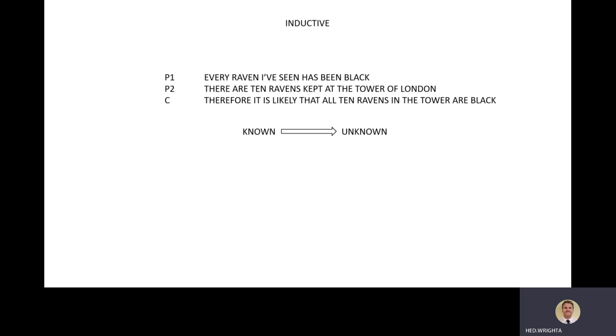The difference between deductive and inductive is that with deductive, you are 100% certain. Inductive, it is likely, it's probably correct. Unless you had more information to counteract what the conclusion is going to be, this is the likelihood. So you're actually moving from the known to the unknown. You are moving towards new knowledge. By deductive argument, you are not moving towards new knowledge.